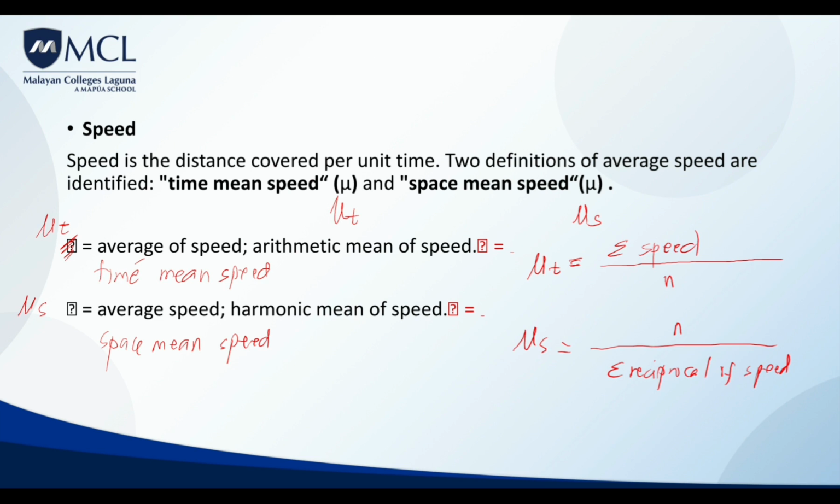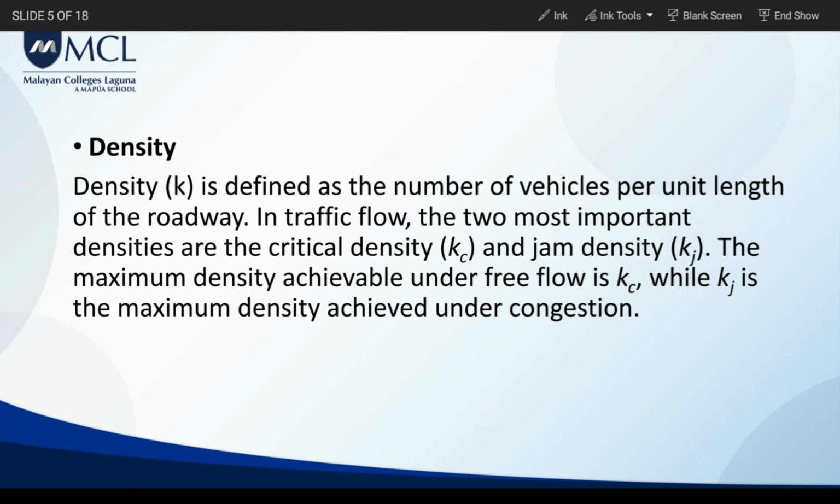Anyway, let's move forward. So the next important parameter here is the density. Density is defined as the number of vehicles per unit length of the roadway. In traffic flow, the two most important densities are the critical density and jam density. The maximum density achievable under free flow is Kc, while Kj is the maximum density achieved under congestion.